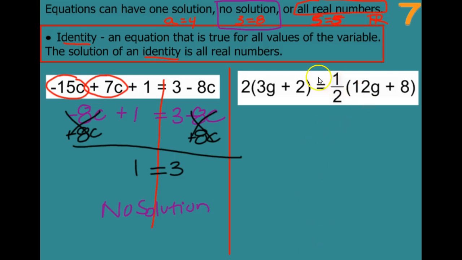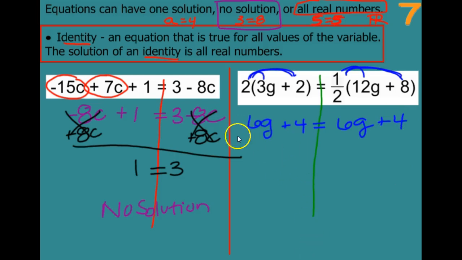Let's try the next one. First, let's distribute on both sides. 2 times 3 is 6g. 2 times 2 is 4. And on this side, 12g times 1/2, or it's half of 12, would give us 6g. And half of 8 is 4.